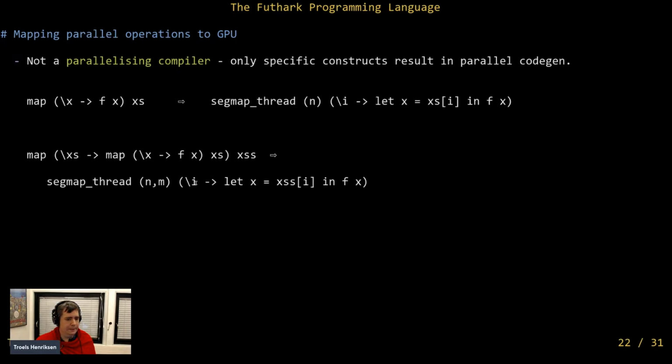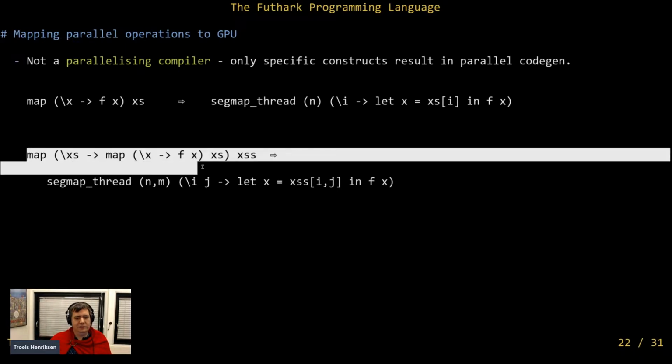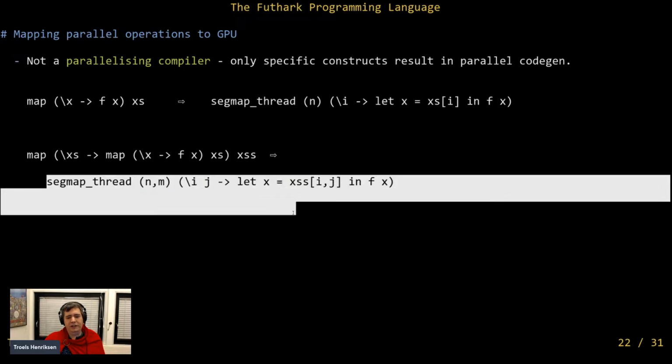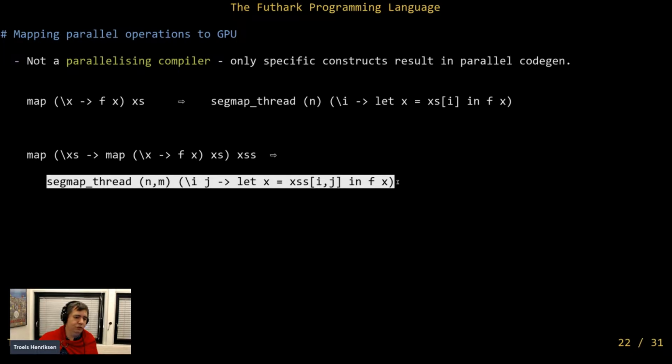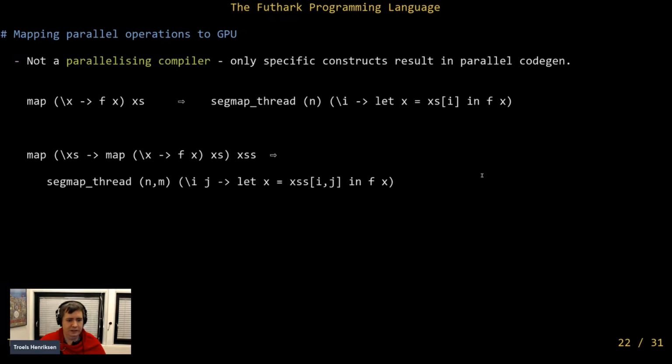Sorry, I have a small mistake here. There are two arguments here, I and j, corresponding to the index space, where you can then index XSS to get the x that you want, and you can apply the function here. So the basic idea is that for these perfectly nested maps, you can turn that into a segmap thread, and the segmap thread is pretty easy to turn into an actual low-level GPU kernel using whatever API you prefer later on in the compiler. That's pretty mechanical. That might not be so interesting.